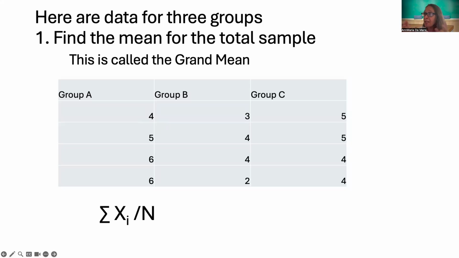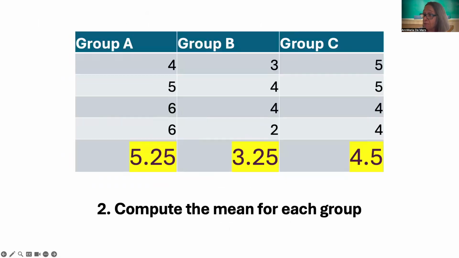First, number one, find the mean for the total sample. This is called the grand mean. You remember this from the very first week of the course. It is the sum of all of the x's, X sub i, X of 1, 2, 3, 4, all of them added up and divided by n. So if you add all those up, you get 52 divided by 12, and that gives you 4.33. That's also called your grand mean.